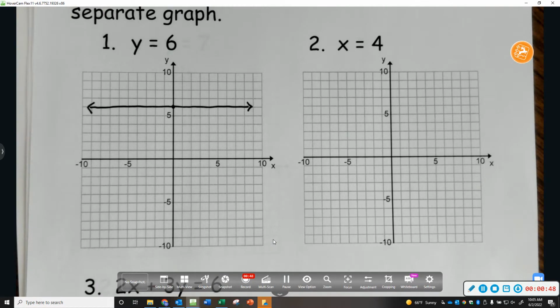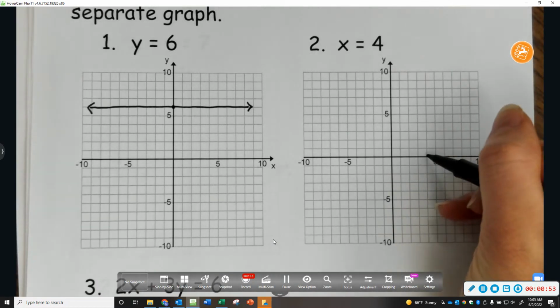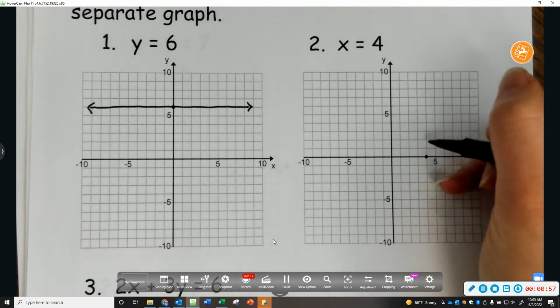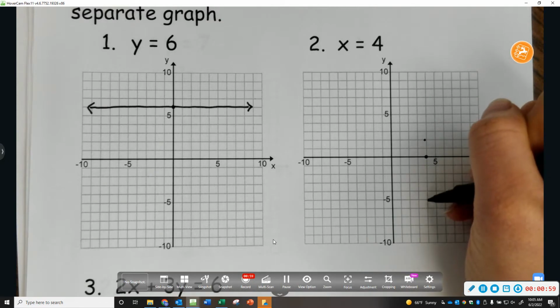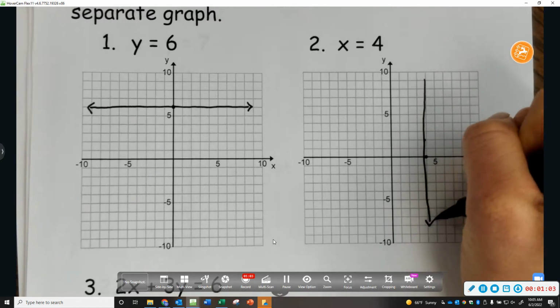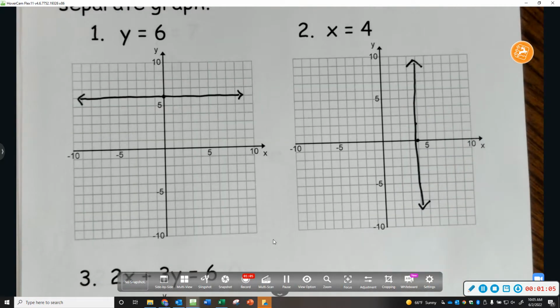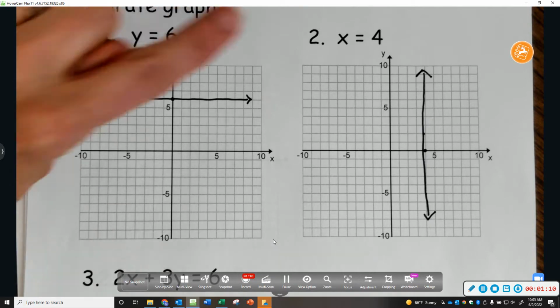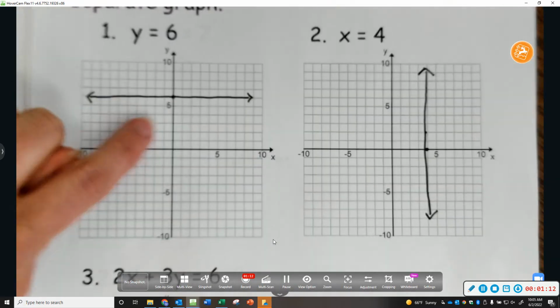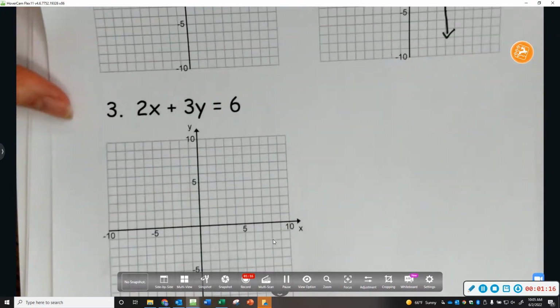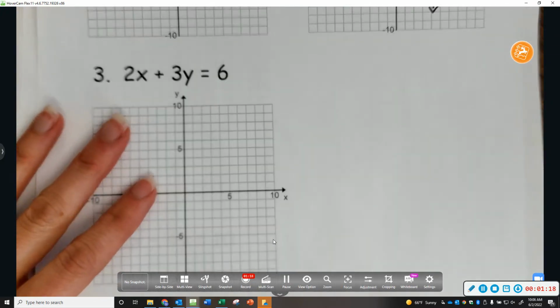So when it says x equals 4, you're going to go on the x-axis and go to 4, and then find another point where x is 4. So it's going to be a vertical line where all the x's are 4. So just a reminder, when y or x equals a number, it's going to be a horizontal or vertical line. But we're going to get a lot of these equations, okay?